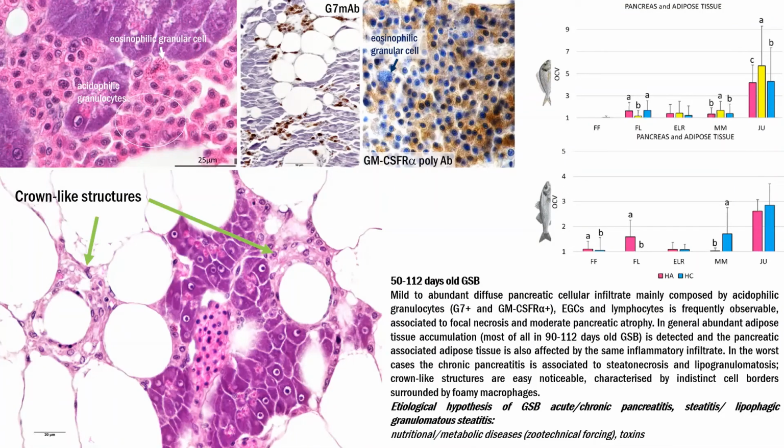And very important because this lesion may suggest some alteration of the metabolism of the fish. And you can see also the OCV exceeds the value of 5.